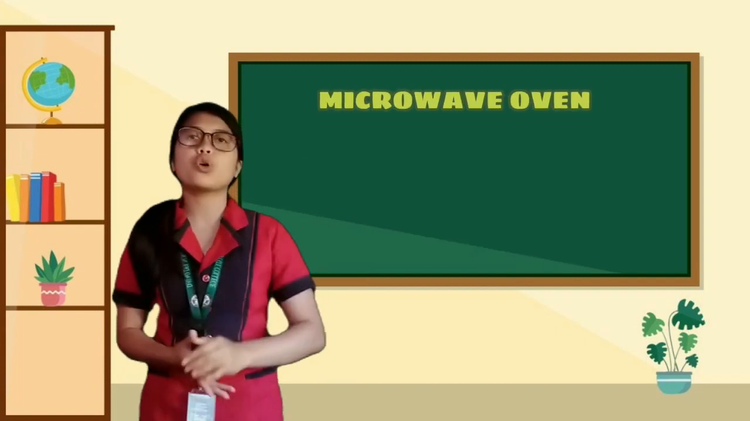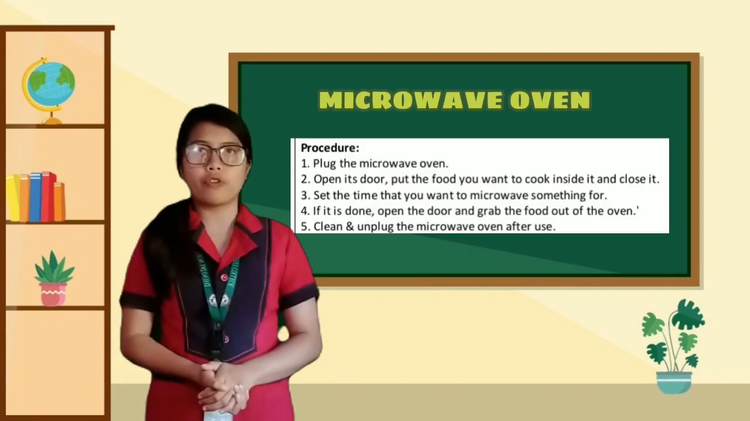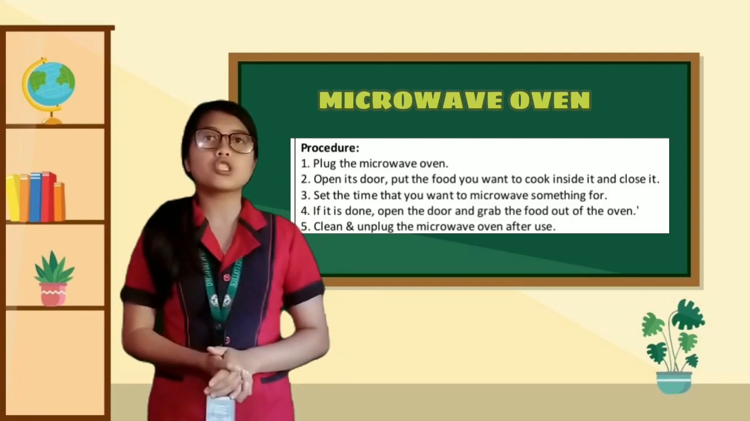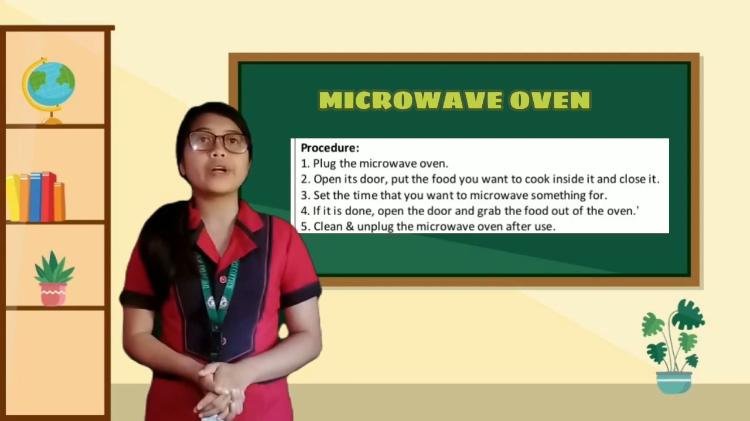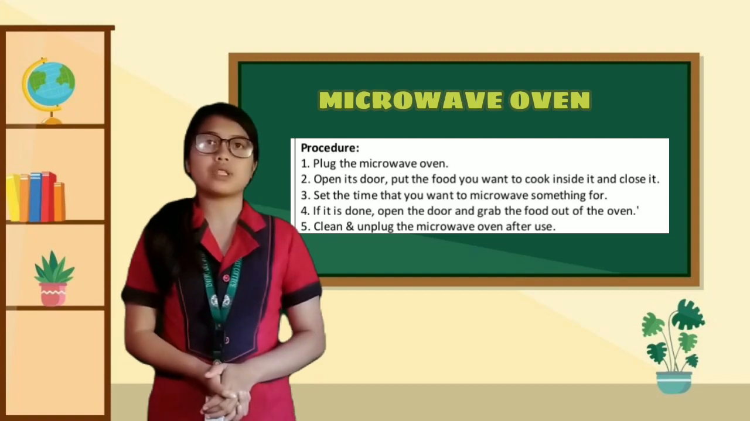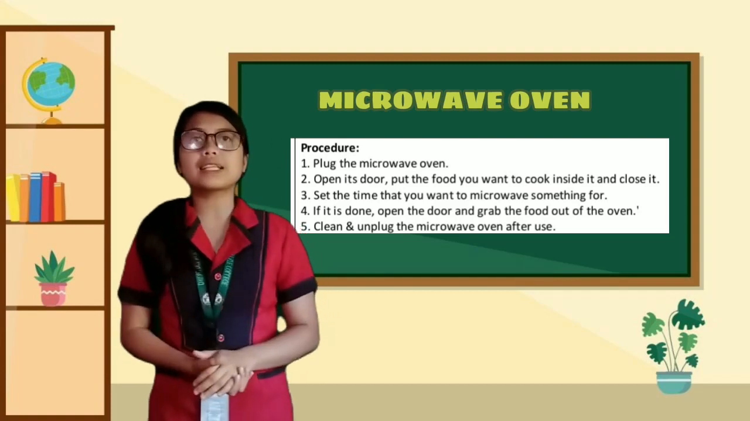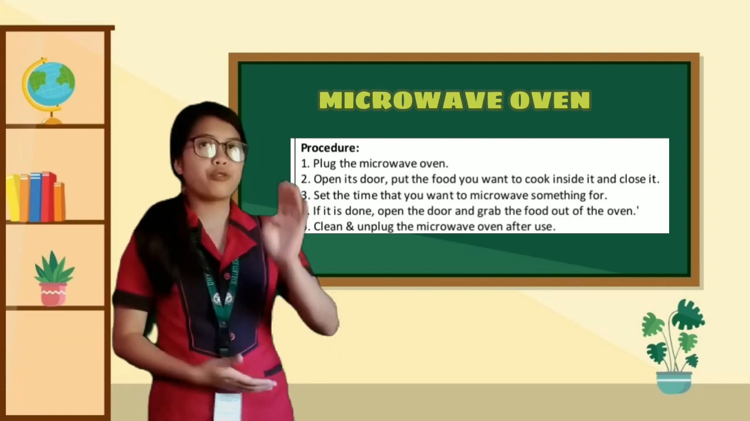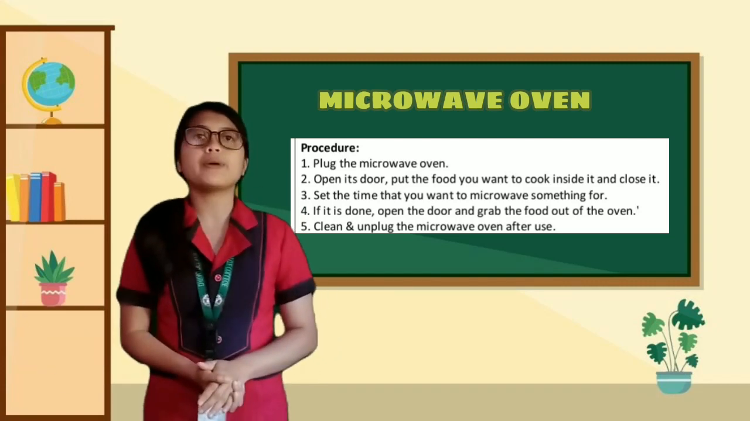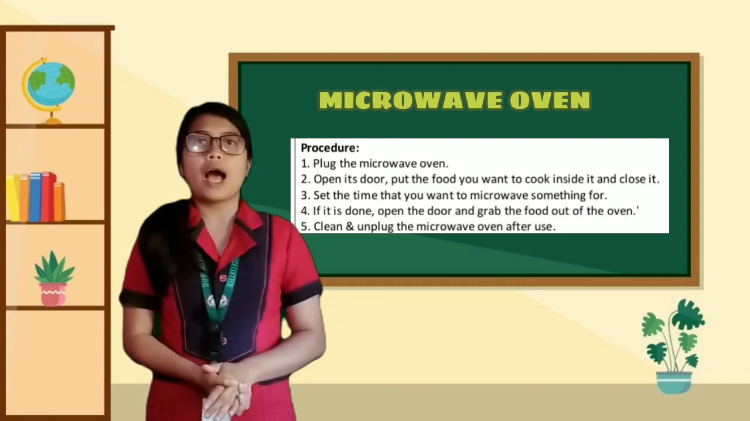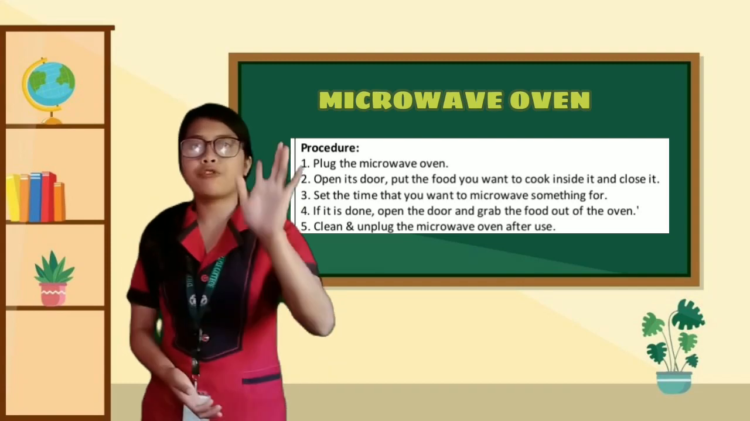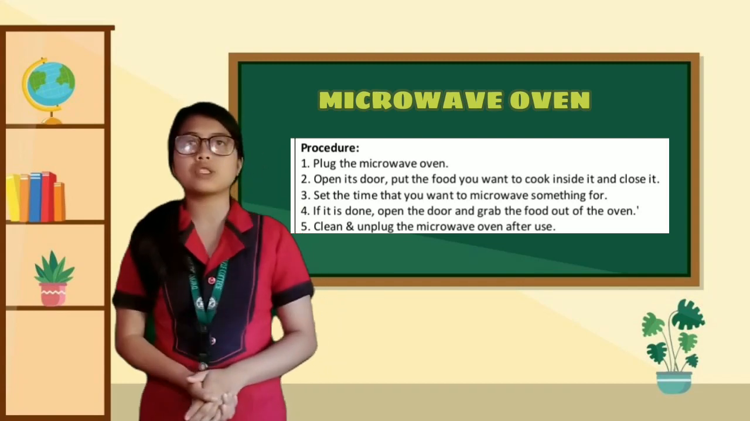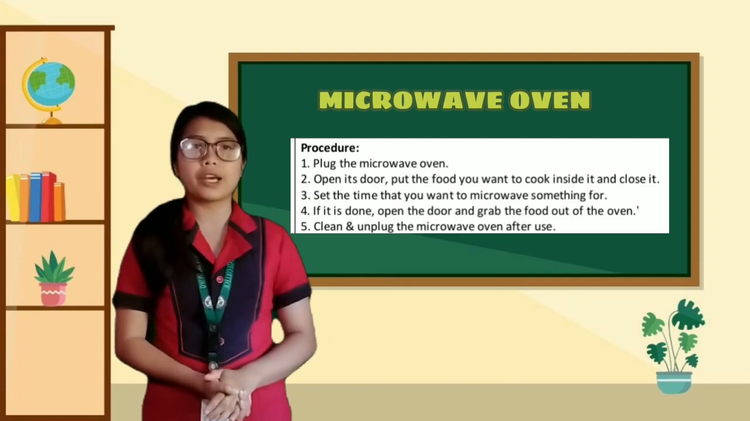First, you have to plug in the microwave oven. Second, open its door, put the food you want to cook inside it, and close it. Third, set the time that you want to microwave something for. And fourth, if it is done, open the door and grab the food out of the oven. And fifth, the last step is to clean and unplug the microwave oven.